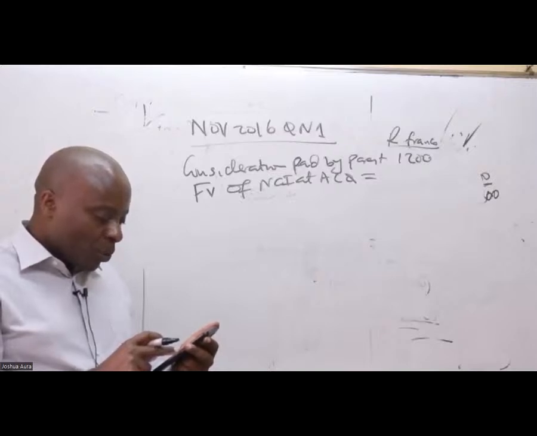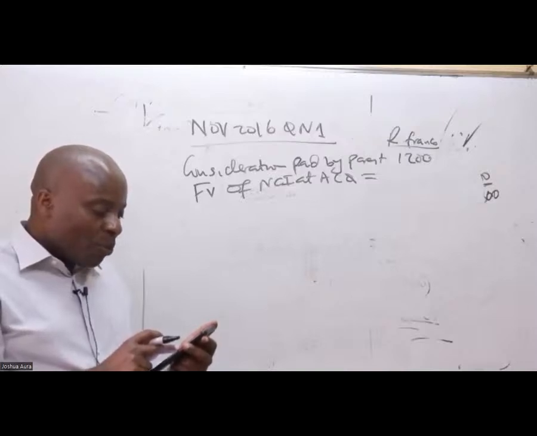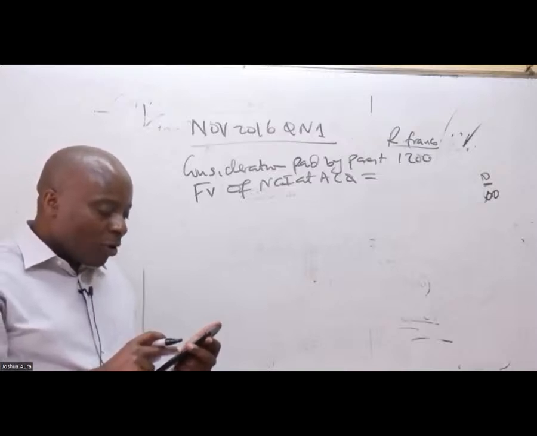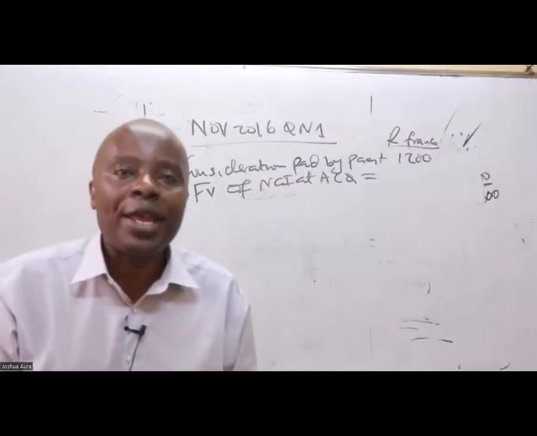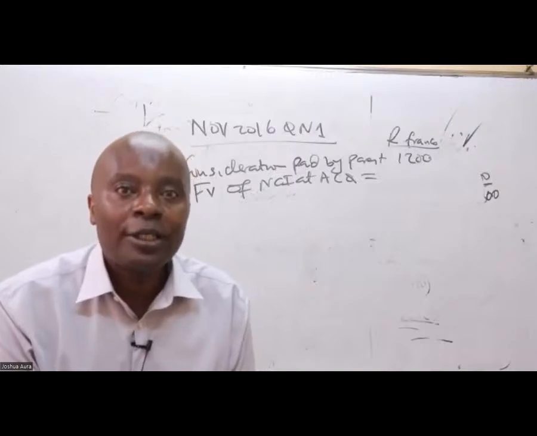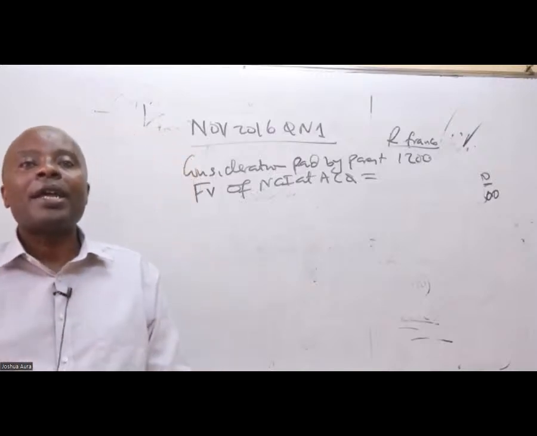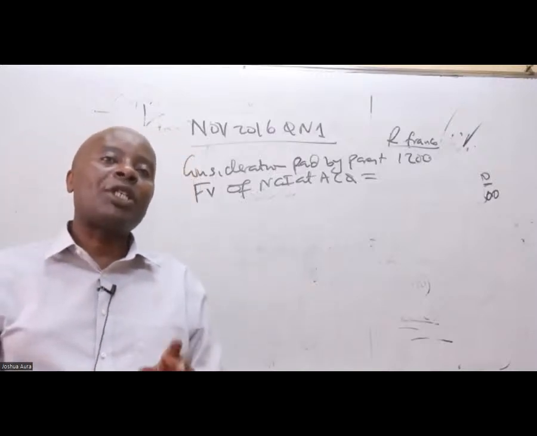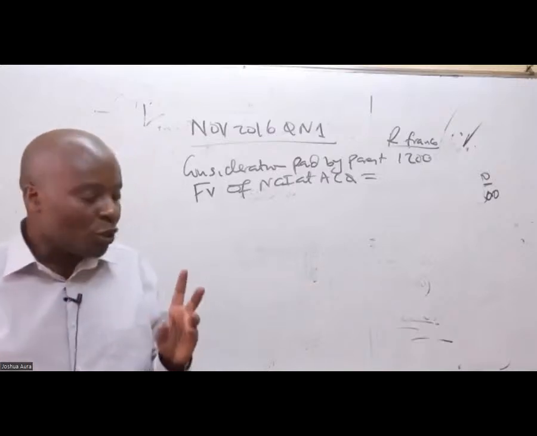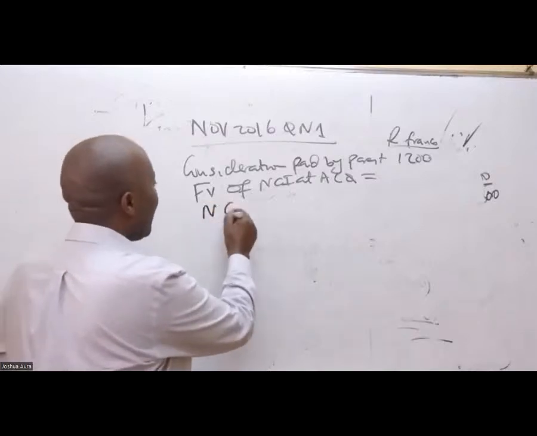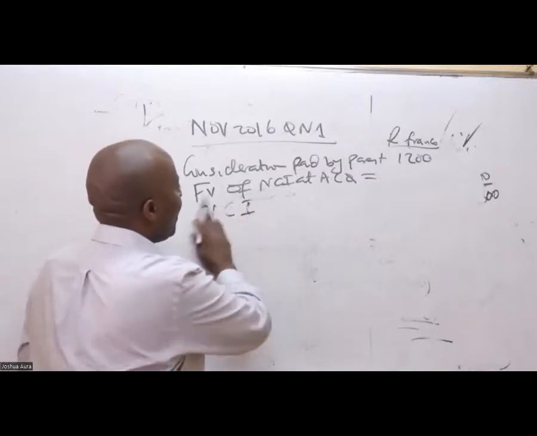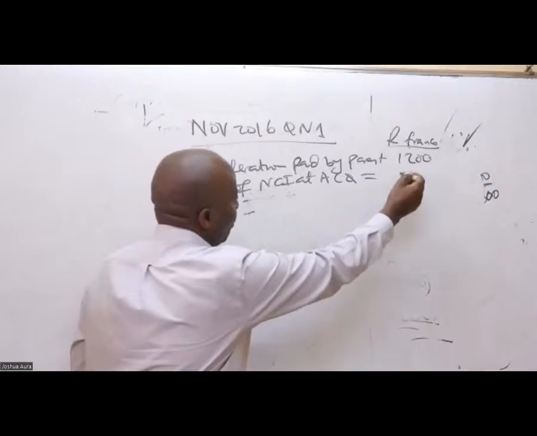The company, it is a group policy to value NCI at acquisition at its proportionate share of the fair value of the subsidiary's identifiable net assets. Nikisikia hivyo, straight away najua kwamba they want me to make use of what here? Partial method. They want me to make use of partial method. So in this case here, NCI, fair value of NCI at acquisition, hii kwanza wekelea tu dash namna hiyo.